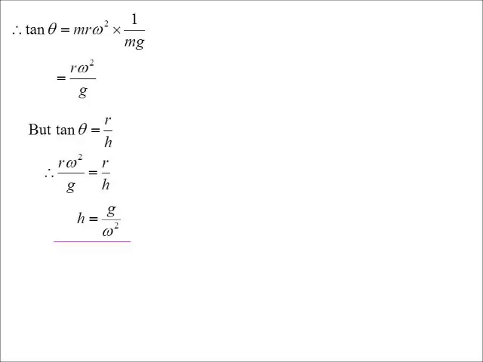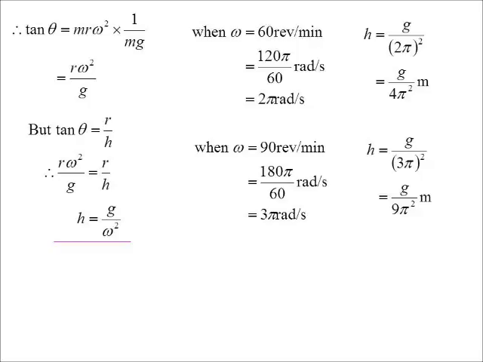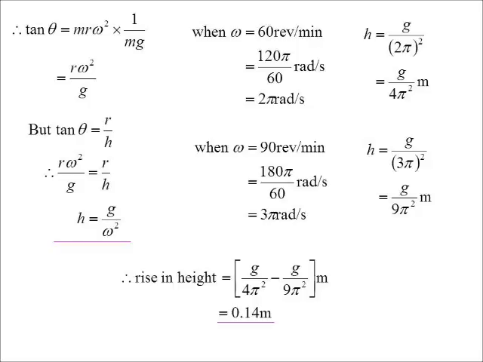Well, we want to know how it changed. Started off at 60 revolutions per minute, which is 120 pi on 60, 2 pi radians per second. So the height is g on 4 pi squared when I sub that in. We then sped it up to 90 revolutions per minute. Oh, conveniently, that works out to 3 pi radians per second. Sub that in, I get g on 9 pi squared. So how far did it rise? Must be the difference between the two. And rounding that off, it's about 0.14 of a metre that it would rise.